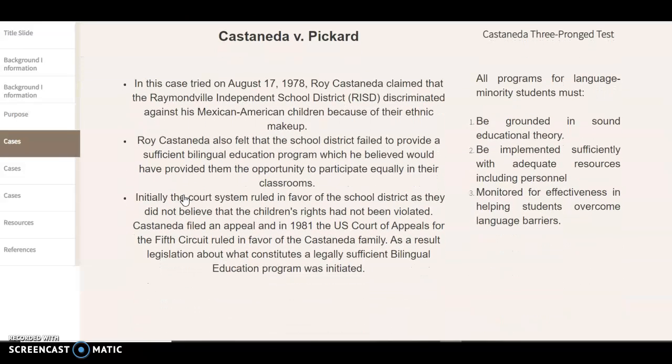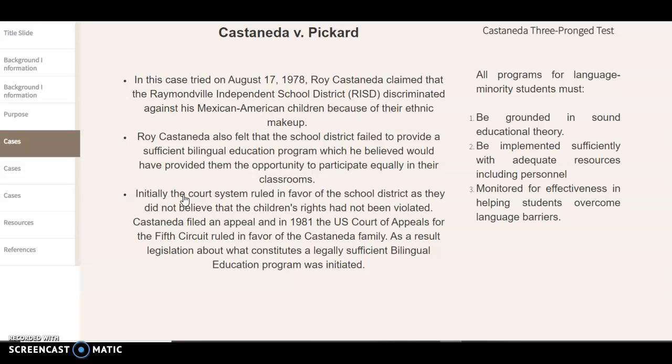Another significant case is the Castaneda versus Pickard case. And this case was tried on August 17th, 1978. Roy Castaneda claimed that the Raymondville Independent School District discriminated against his Mexican American children because of their ethnic makeup. Roy Castaneda felt that the school district failed to provide a sufficient bilingual education program, which he believed would have provided them with the opportunity to participate equally in their classrooms.